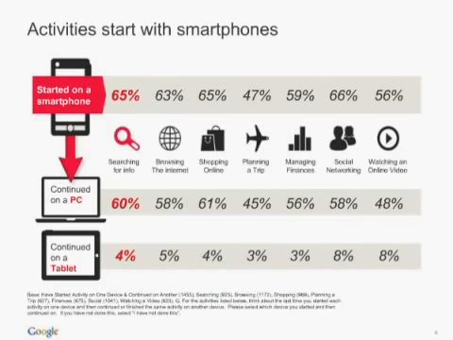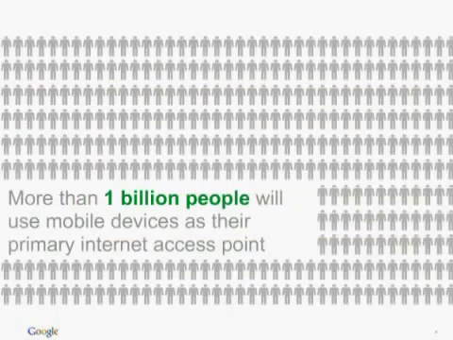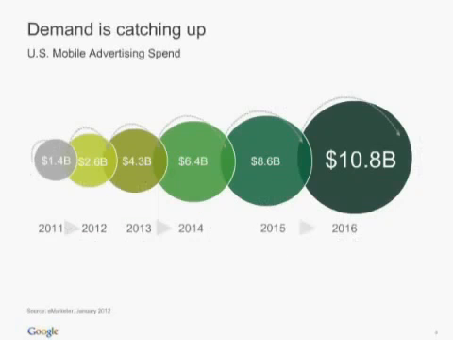It's especially important because over the next couple of years, mobile impressions are likely to surpass desktop impressions. More than 1 billion people will use mobile devices as their primary internet point over the next couple of quarters. That's exciting, and it's exciting especially because the demand is catching up. Mobile demand is still a little bit behind, but we think that in 2013, the U.S. mobile advertising spend is likely to exceed $4 billion.